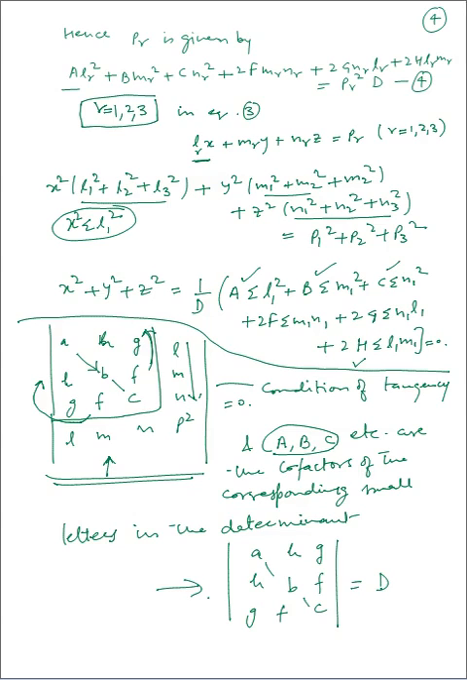A, B, C, F, G, H. These are the cofactors of the corresponding small letters. These are small letters in this determinant D. Okay. Now we have to write down the final value, because these will be 0. Sigma M1 N1, these will be 0, this will be 0, and these are 1. Sigma N1 square, sigma M1 square, sigma L1 square.